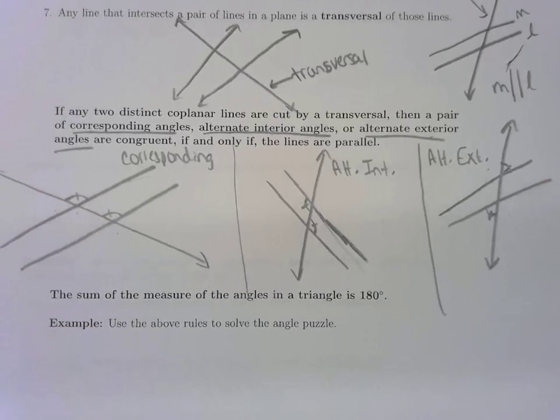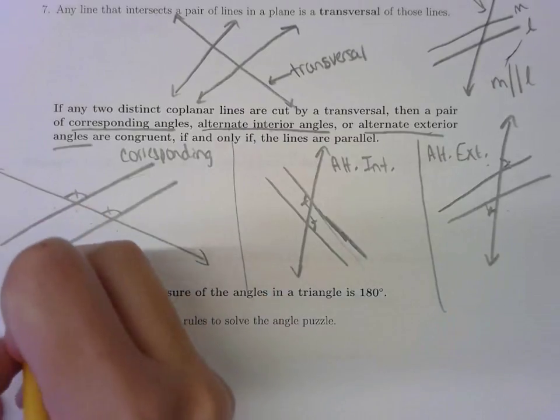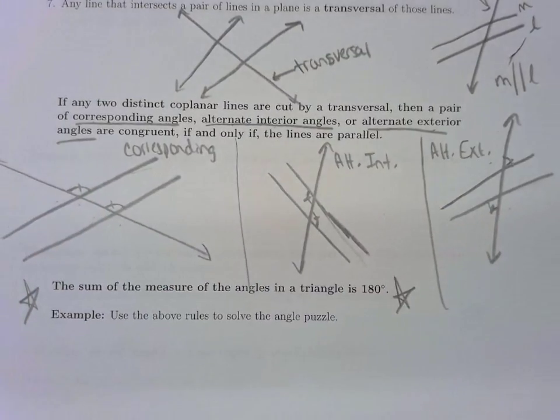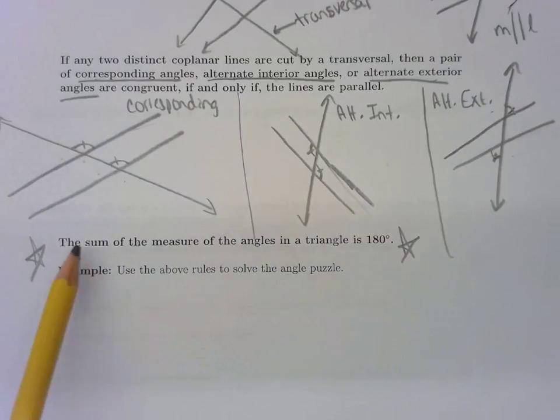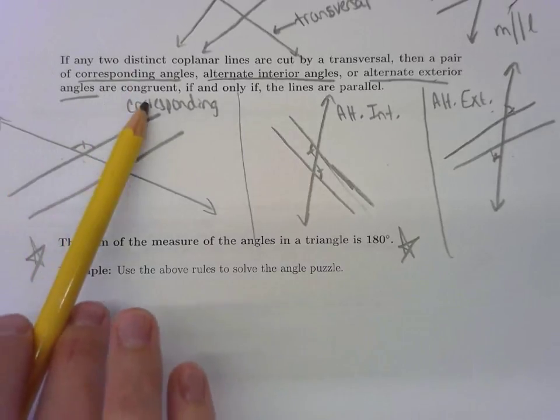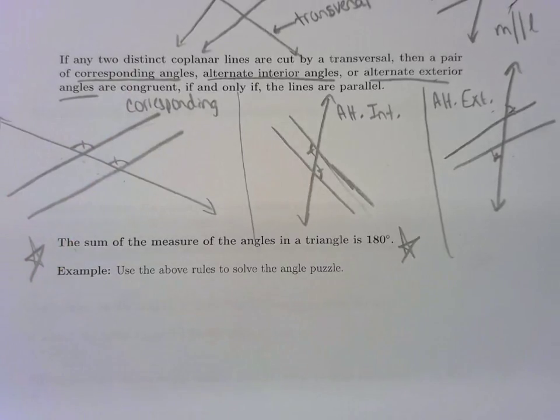The sum of the measure of the angles of a triangle is 180 degrees. That has to be memorized. Which you guys probably already know. That's a huge theorem in geometry, that the angles of a triangle add up to 180. So it says use the above rules. That means this rule, and then we're going to do this rule too, to solve the angle puzzle.